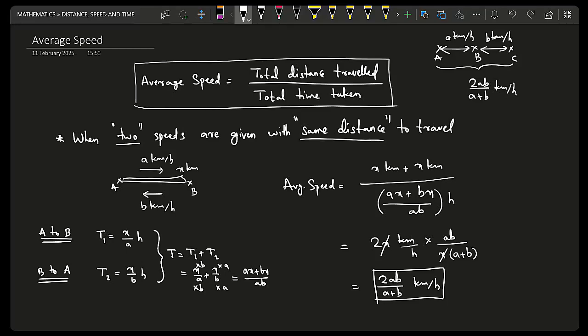Manaswini, what's your doubt? Sir, I have a doubt. This, sir, A to B, B to A. I didn't understand, sir. See, there are 2 points.